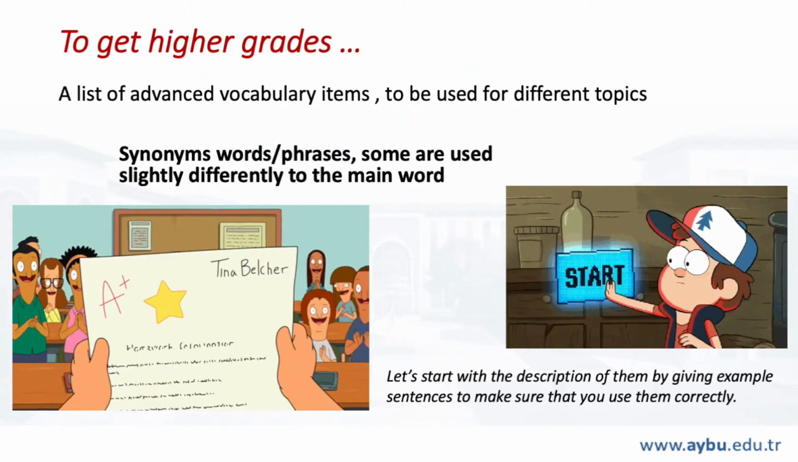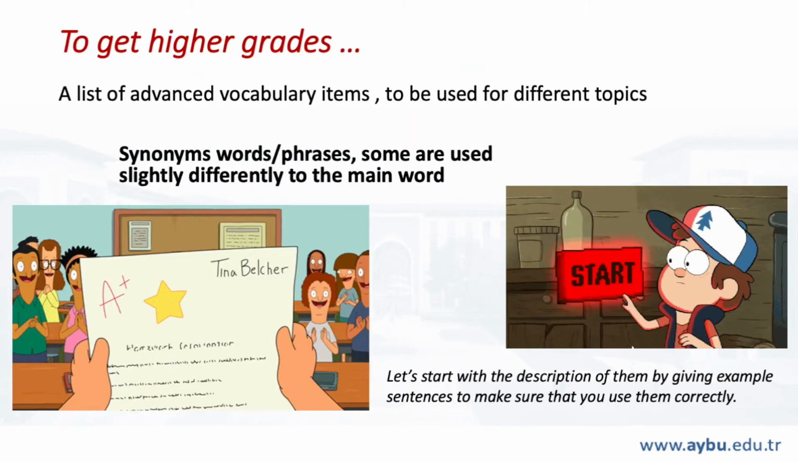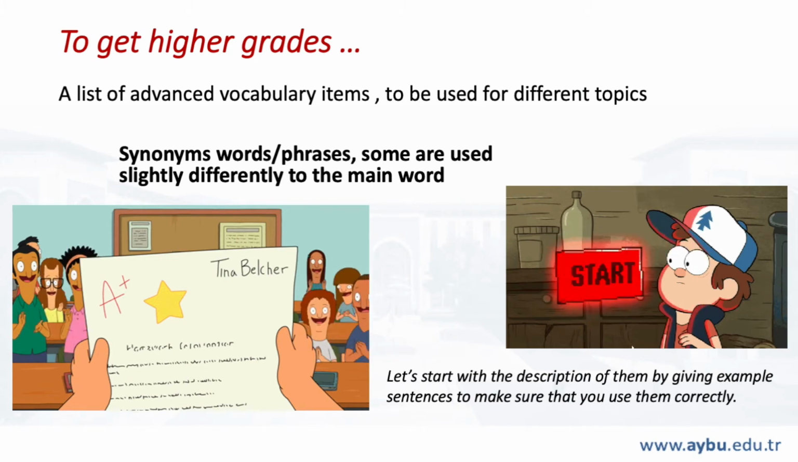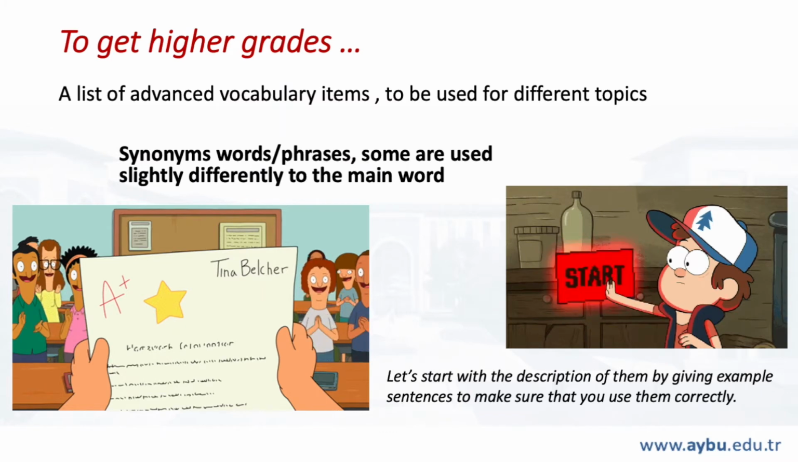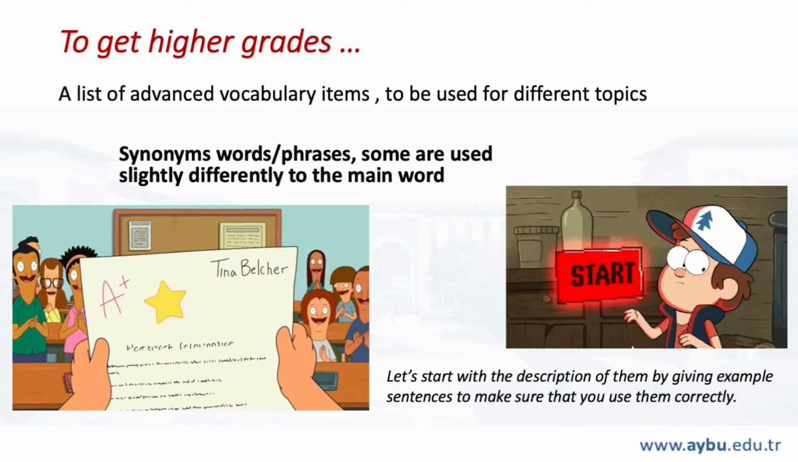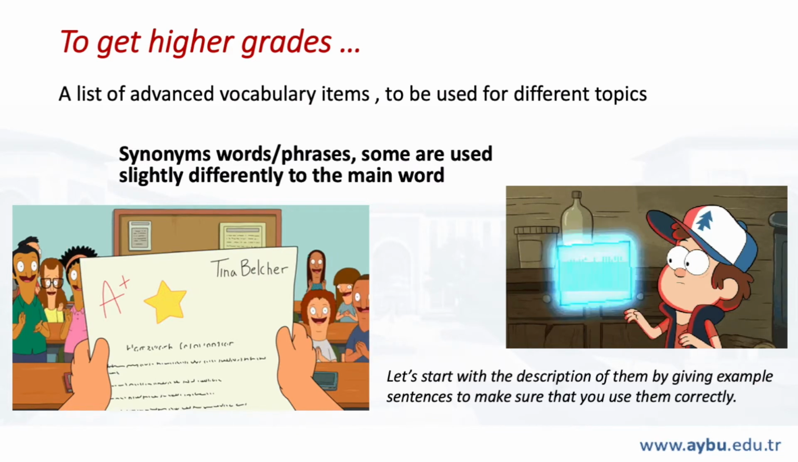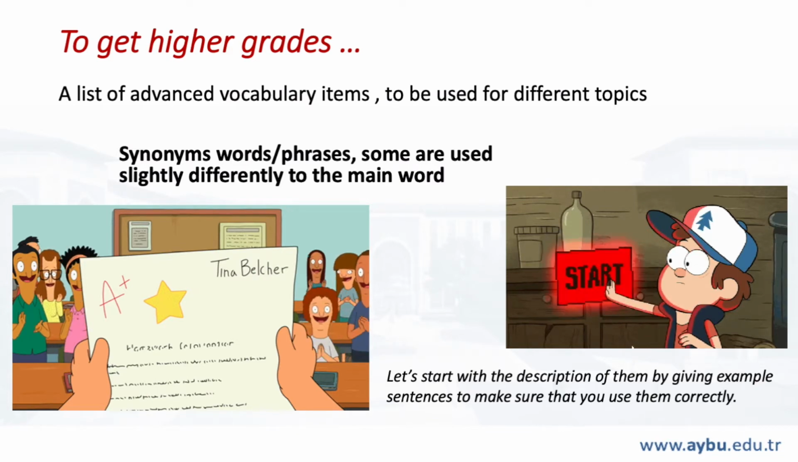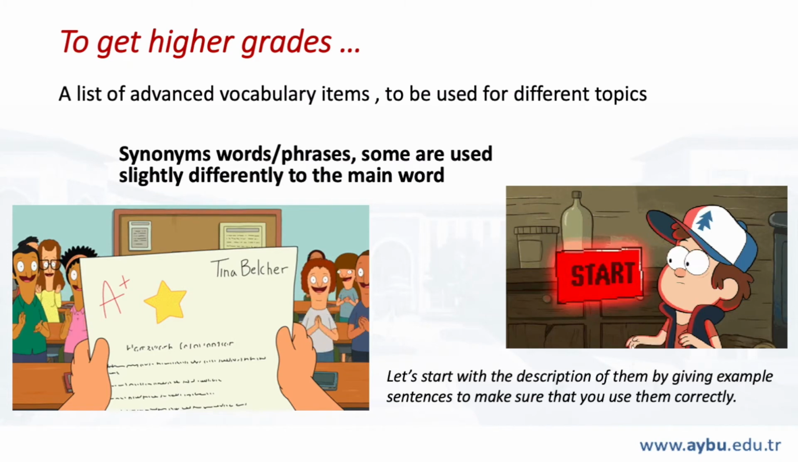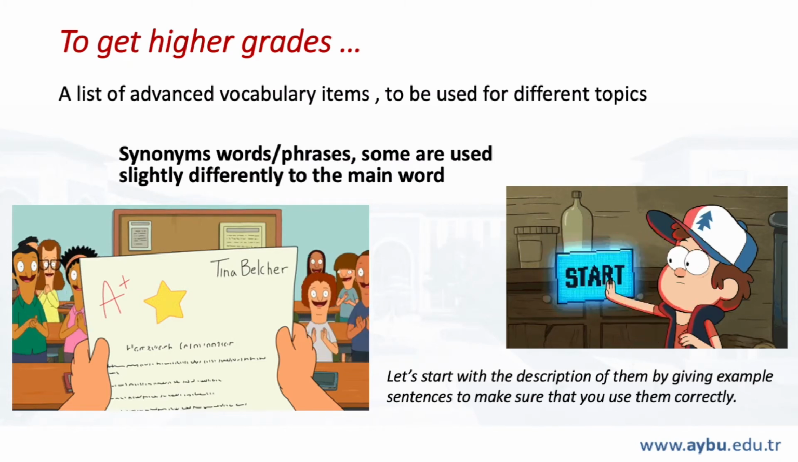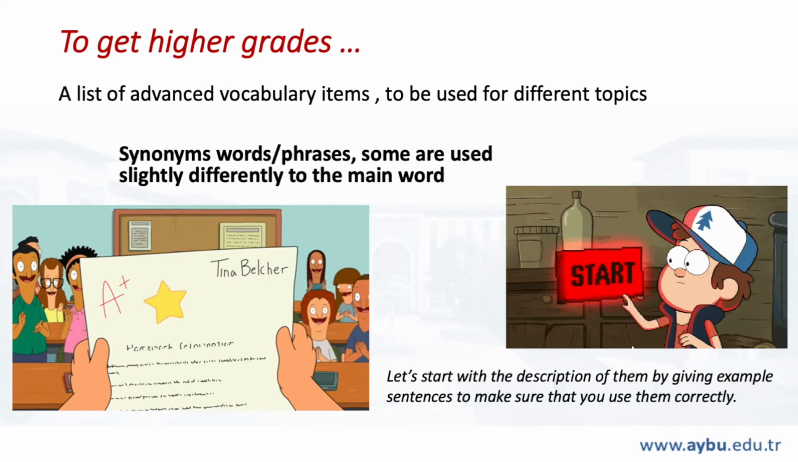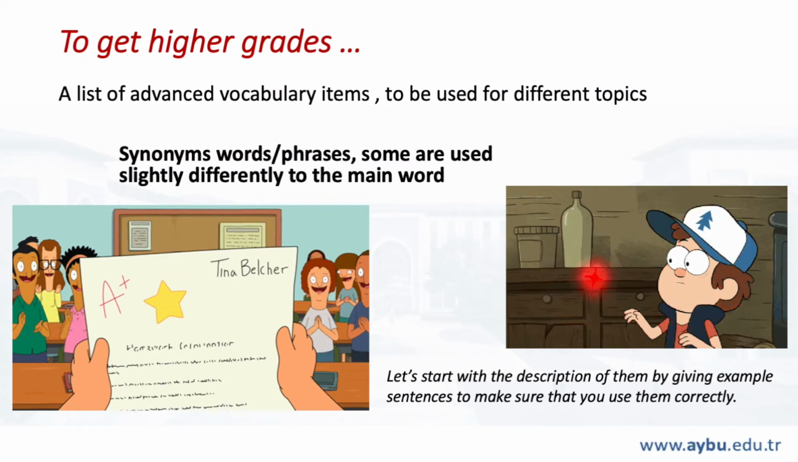To help you do this, I'll introduce a list of advanced vocabulary items that you can use for different topics. Although all of these words or phrases are synonyms, some are used slightly differently to the main word. For example, they could be used in different parts of the sentence. So, let's start with the description of them by giving example sentences to make sure that you use them correctly.